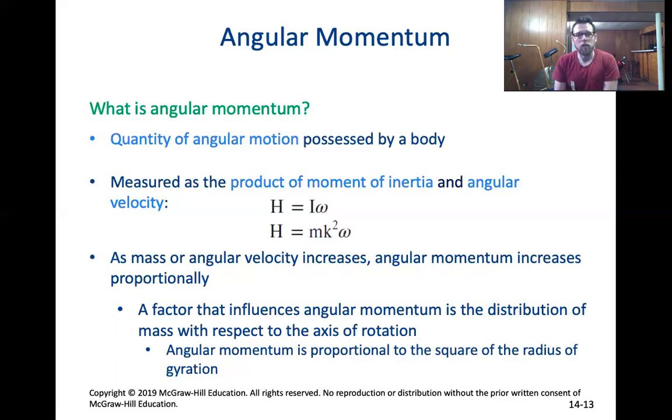First things first, moment of inertia. How easy or hard is it for something to rotate around a fixed point? And we know that's I, right? Angular momentum, we use the letter H. And what we do is we take I and we multiply it by angular velocity. That is a kinematic quantity that we learned about in our last chapter, right?